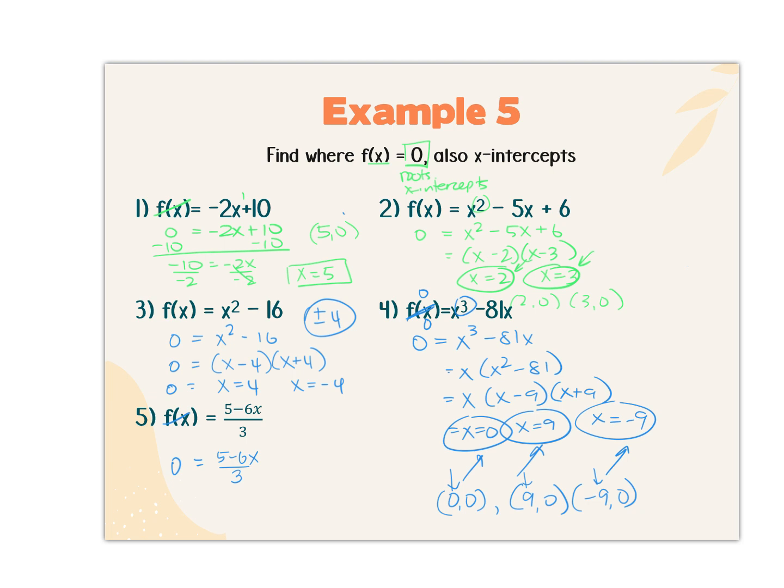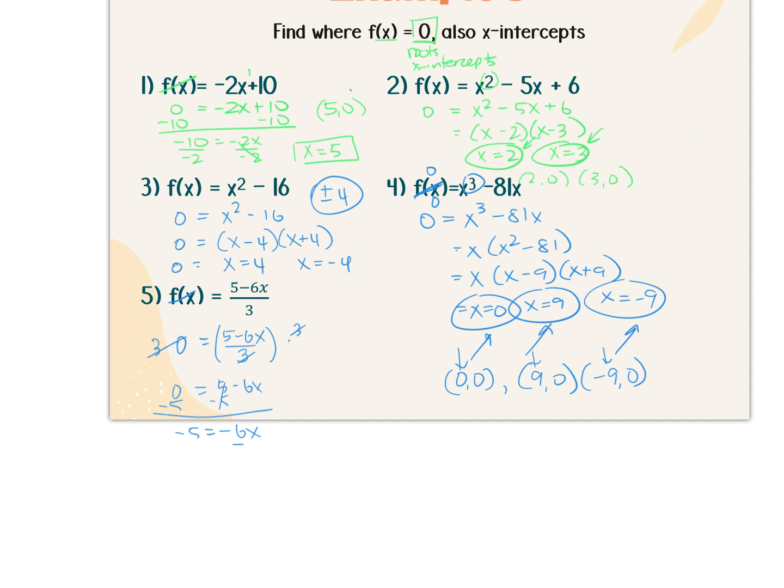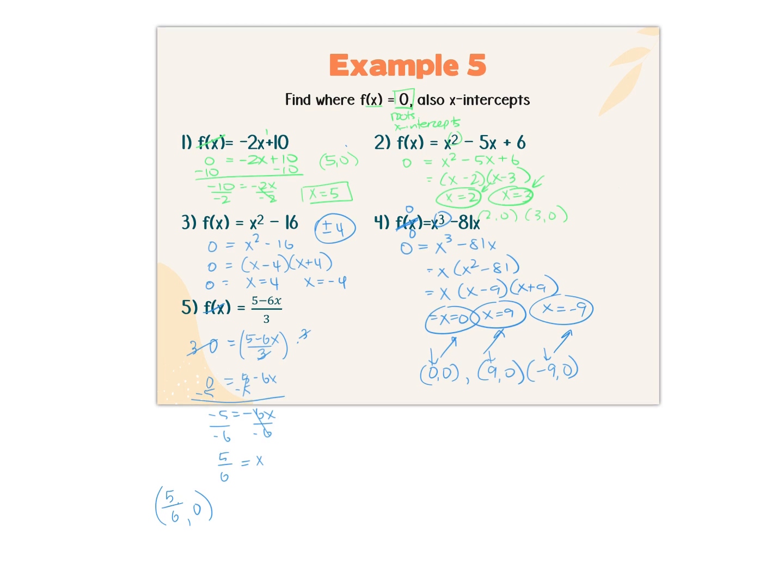And so again, how do I solve this? Well, first of all, I can get rid of a denominator just by multiplying by 3 to both sides. So this is still going to be 0. And then my other side is going to become 5 minus 6x. Subtract 5, subtract 5. I get minus 5 equals minus 6x. Divide by minus 6. And x equals 5 over 6. So when x is 5/6, y, or the output, is 0.